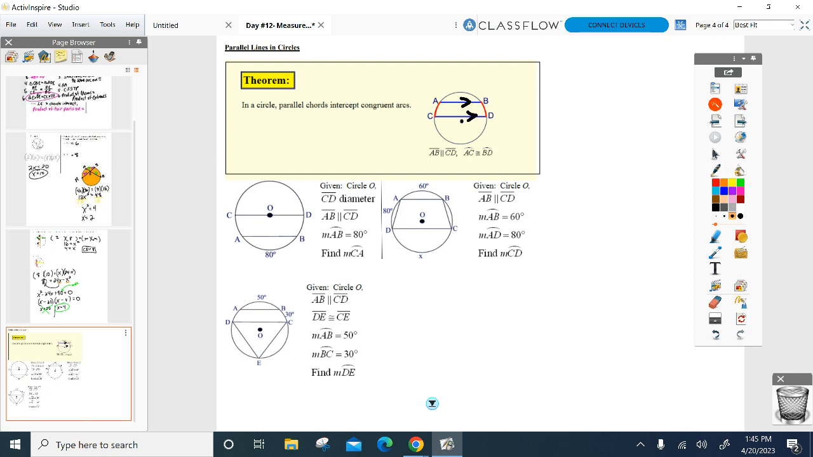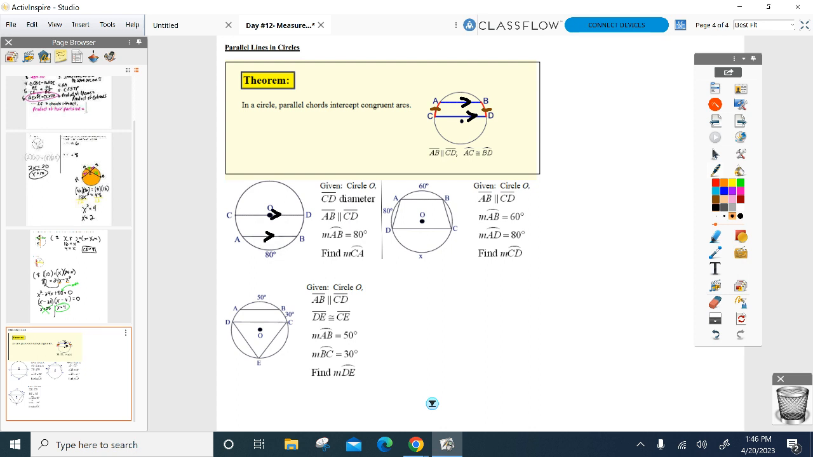If you have two chords that are parallel, you know what? The arcs in between have the same measure. That's what this theorem is saying. Two parallel chords, the arcs in between them have the same measure. All right, that's it. Important fact. I'm going to do the first one with you, and then you're going to do the second and third one in your groups. All right, AB parallel to CD.